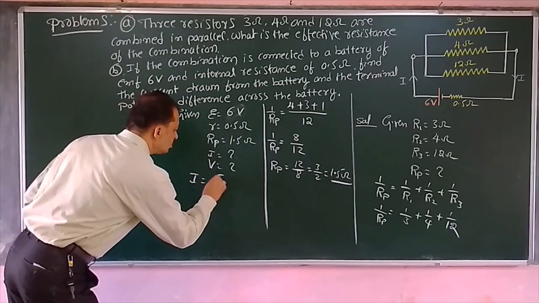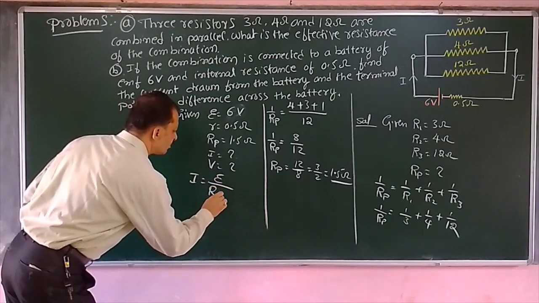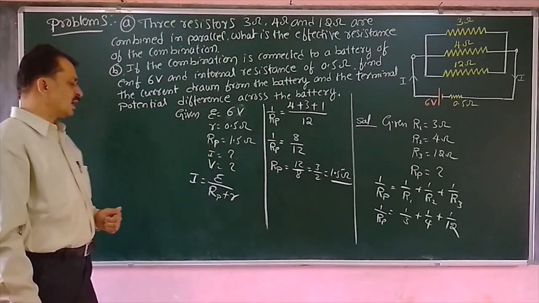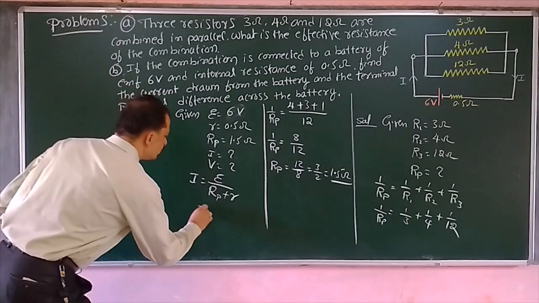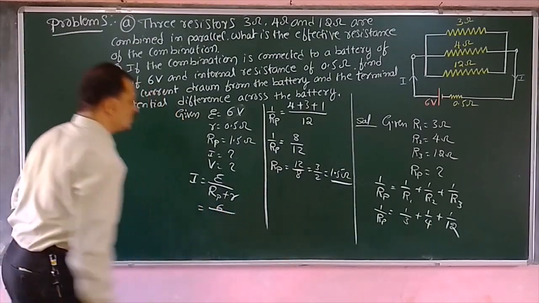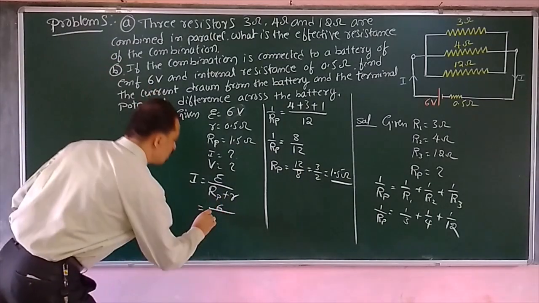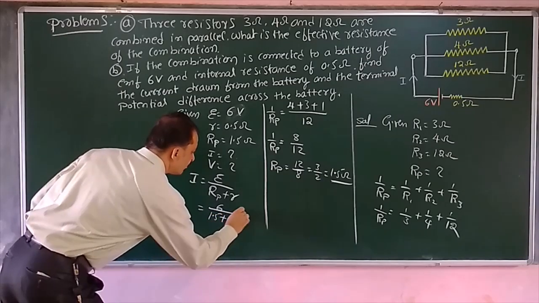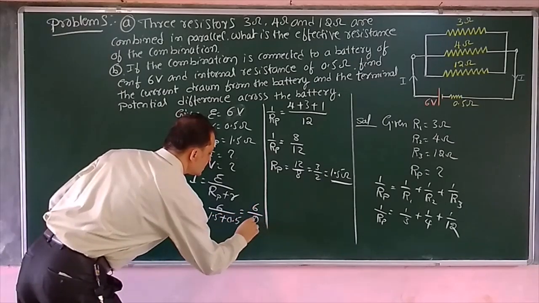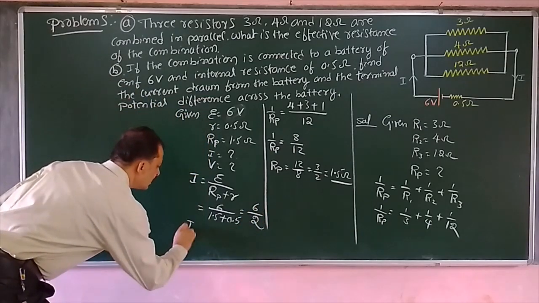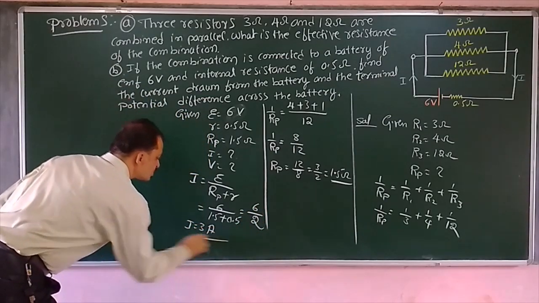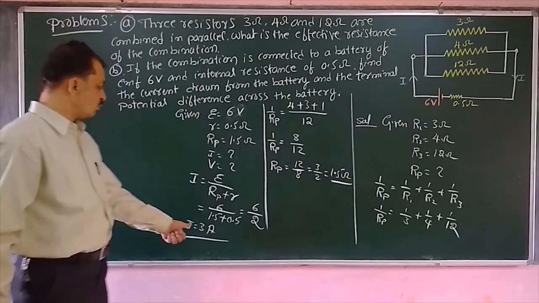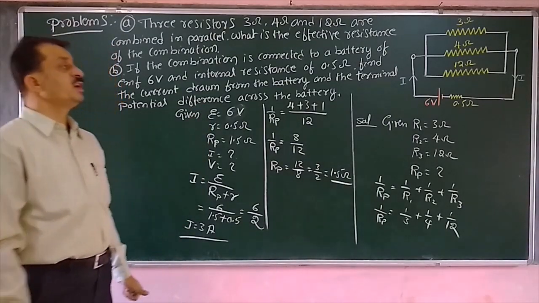Current is equal to EMF divided by capital RP plus small r. Now EMF is 6, divided by RP is 1.5 and small r is 0.5. That is equal to 6 by 2. Therefore, current is equal to 3 amps. Therefore, the circuit draws a current of 3 amps from the battery.